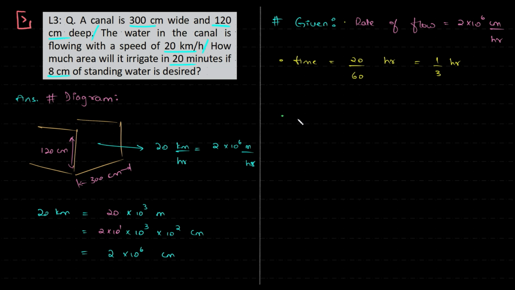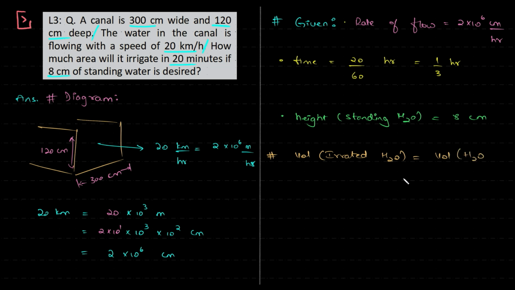Yes, and the amount of standing water. So we have the height of standing water is 8 centimeter. Okay, all the units look good. So yeah, it's just a matter of conversion. So volume of the irrigated water is equal to volume of water out of the canal.